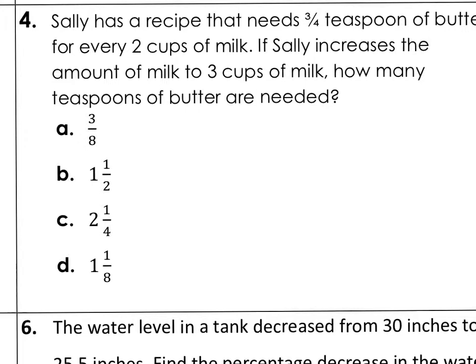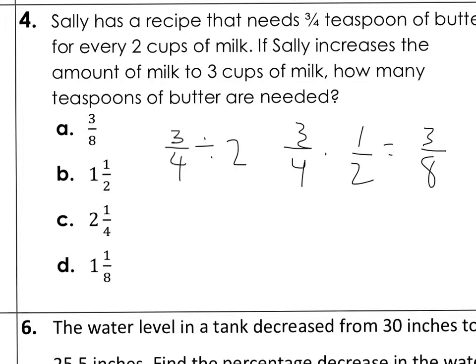So if we set up a proportion for this, we know that we can. Here, let me just write this out. I'm going to take 3/4 of a teaspoon of butter for every 2 cups of milk. Well, I know that if Sally has 3/4 teaspoon of butter for 2 cups of milk, if I were to find 1 cup of milk, I know that I need to cut this in half. So in order to divide this by 2, I actually want to take 3/4 times 1 over 2 using keep, flip, change. And for 1 cup of milk, it means that Sally uses 3/8 of a teaspoon of butter.